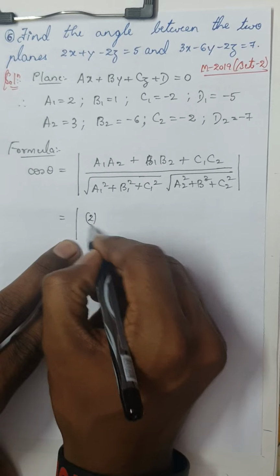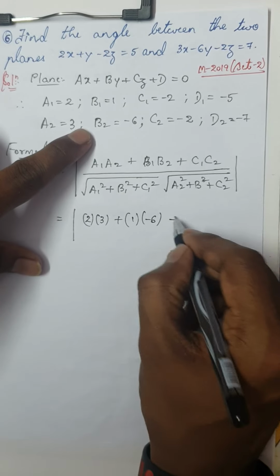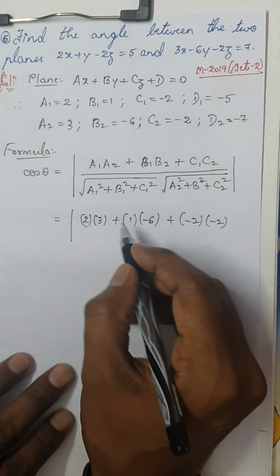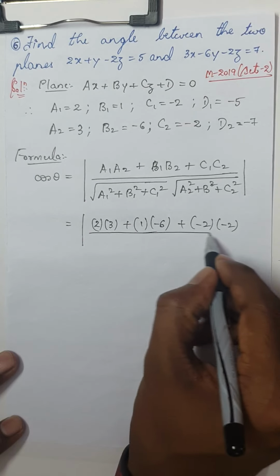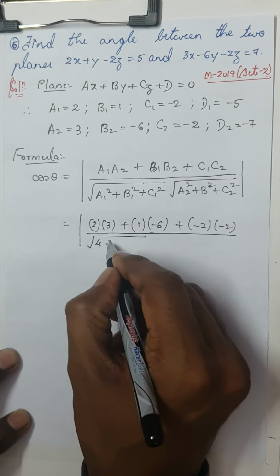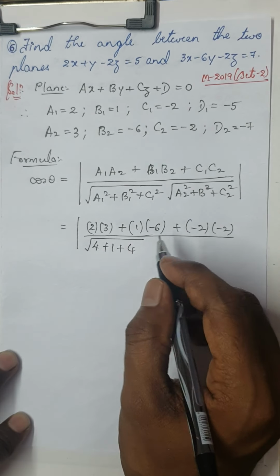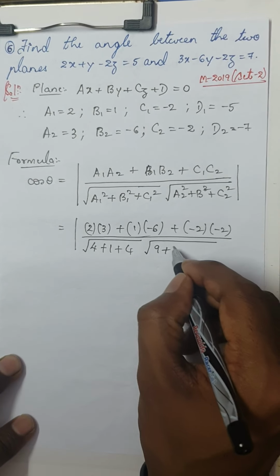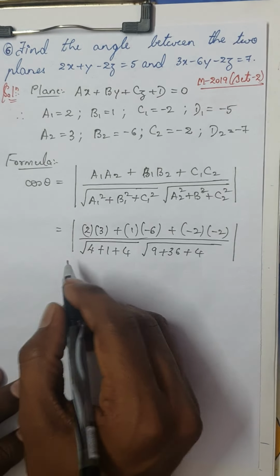So it is 2 into 3, plus b1 is 1 into -6, plus c1 is -2, c2 is also -2, divided by root of a1 square, that is 2 square, it is 4, b1 square 1 square, that is 1, plus c1 square -2 square, that is 4. Again square root of a2 square, that is 3 square is 9, 6 square is 36, 2 square is 4. Is it clear?